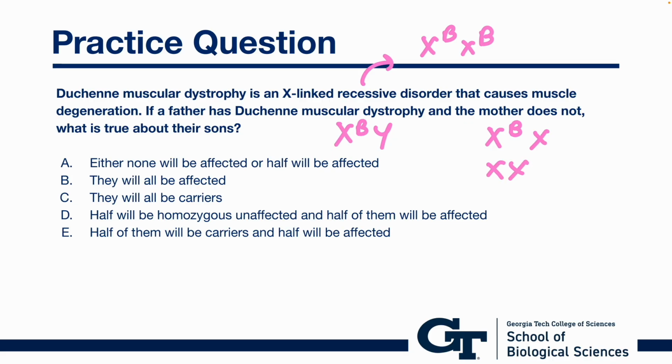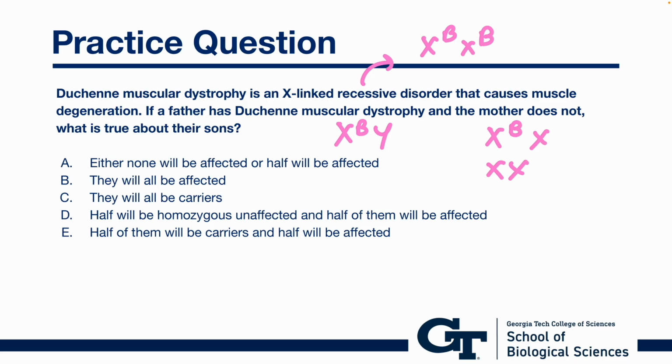No matter what, this means that when we get a son, we're crossing X bad Y with either X bad X or XX. Which means that either half of their sons will be affected, right? Because the sons only need one copy of that X. Or half of them will be completely unaffected because they will get 2 copies of a regular X.